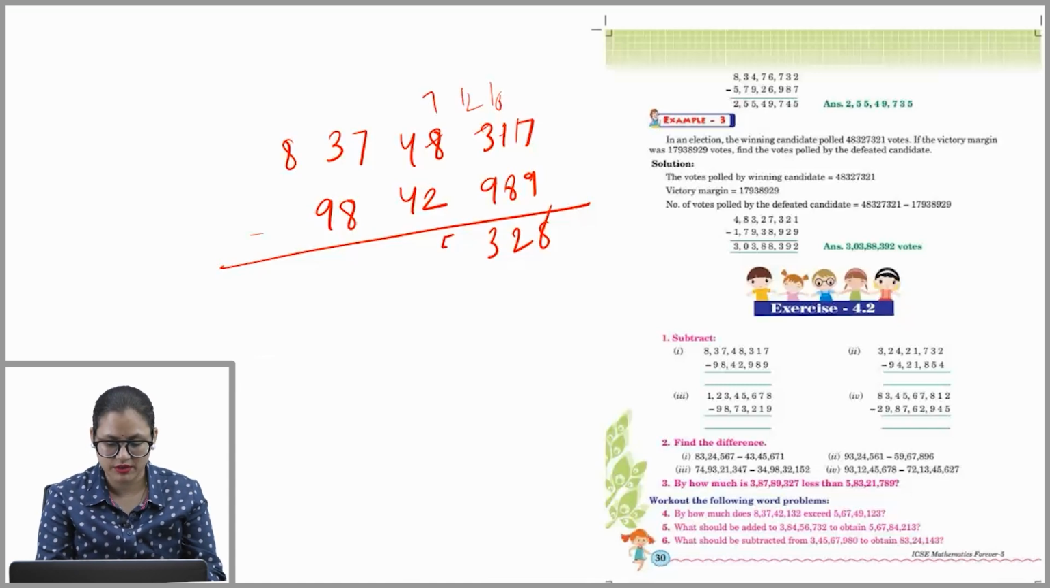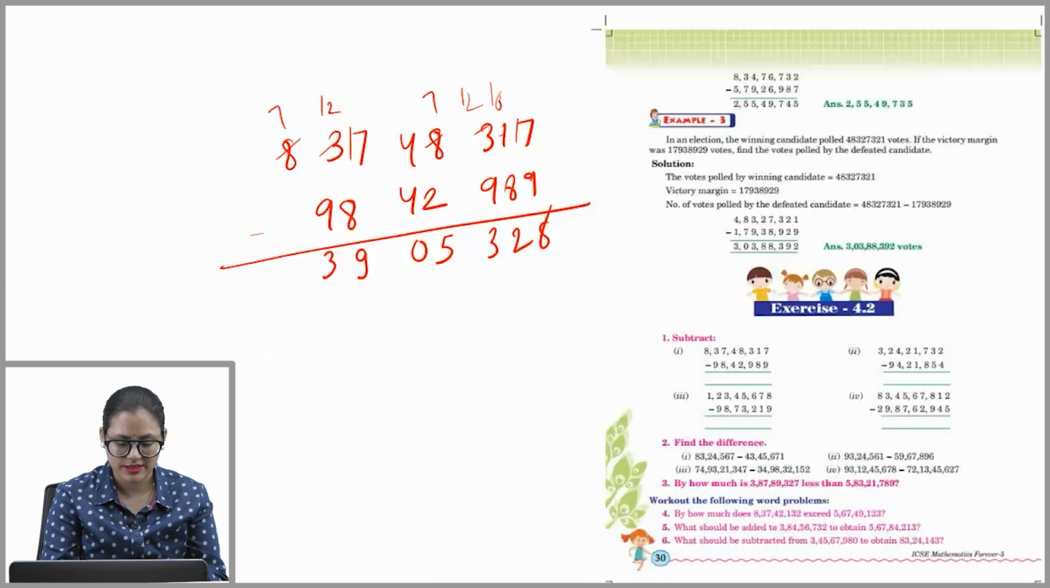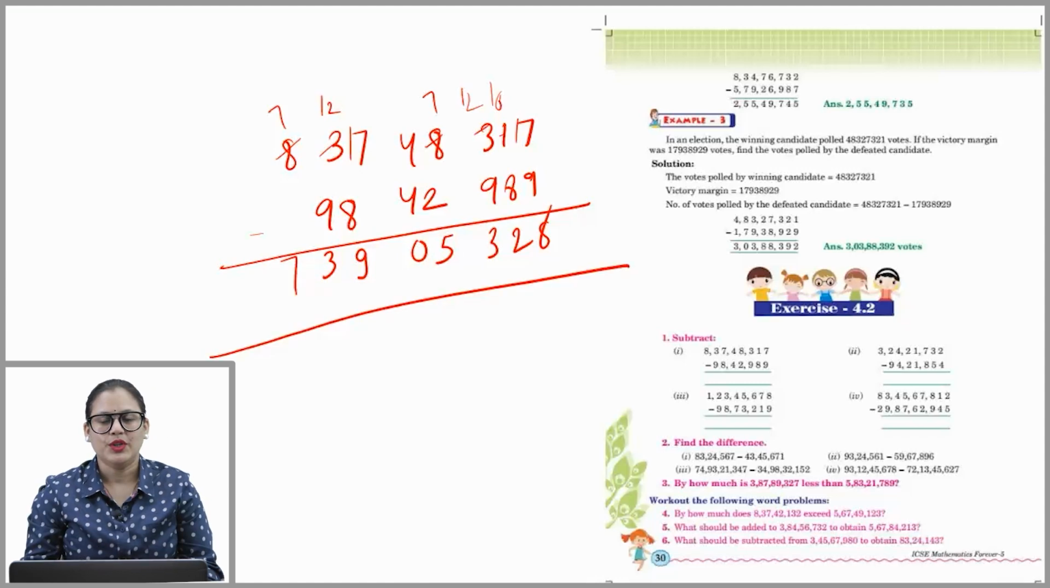7 minus 2 is 5. 4 minus 4 is 0. You cannot subtract 8 from 7, so borrow from here. 17 minus 8 is 9. Then borrow from here. 12 minus 9 is 3 and then 7. So, this is the answer. Okay students, now you will practice the remaining questions.